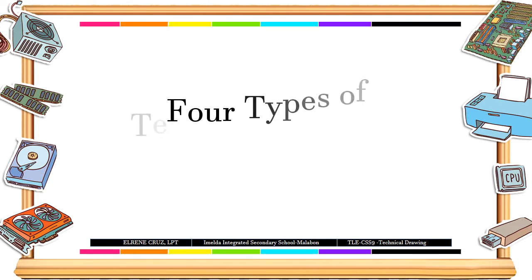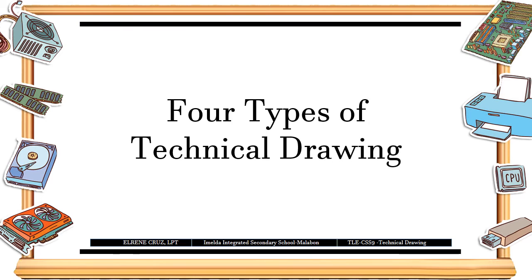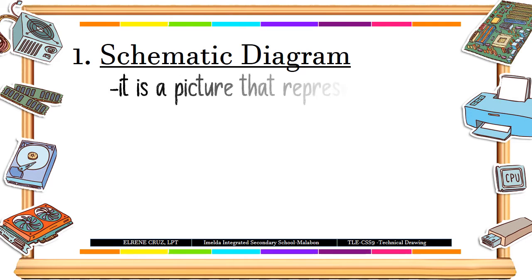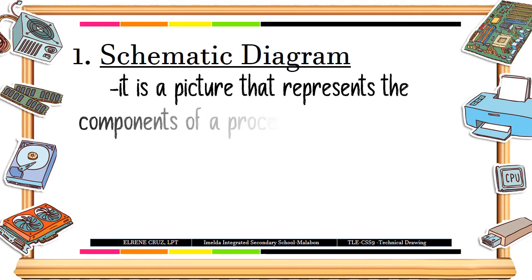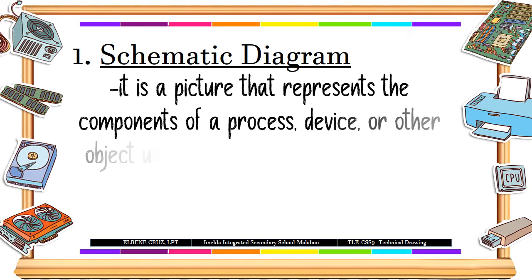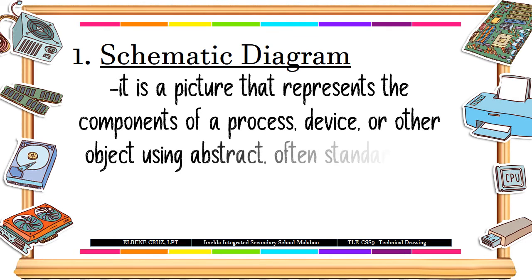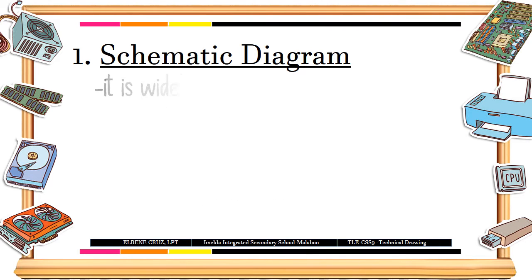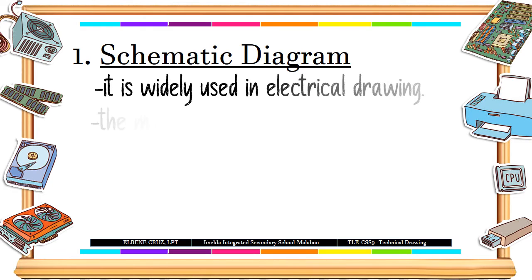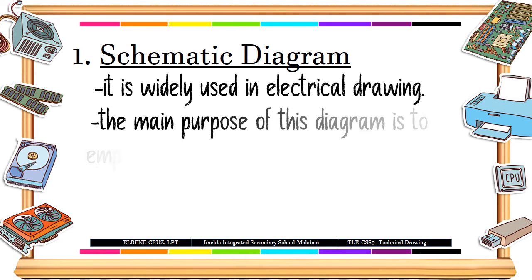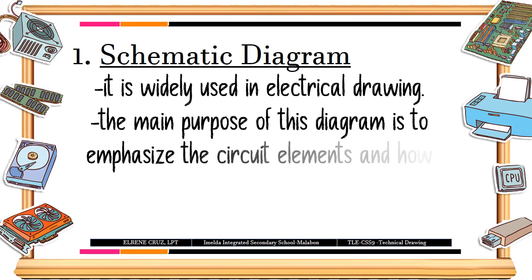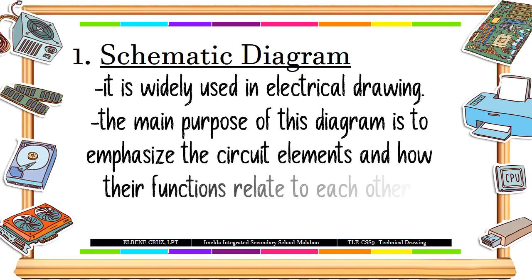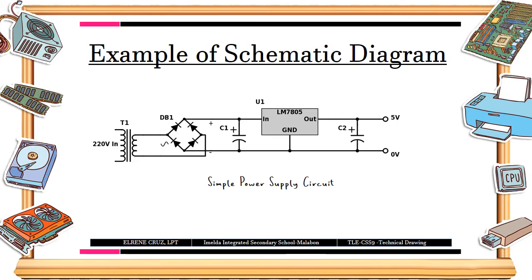There are 4 types of technical drawing. Number 1, schematic diagram. It is a picture that represents the components of a process, device, or other object using abstract, often standardized symbols and lines. It is widely used in electrical drawing. The main purpose of this diagram is to emphasize the circuit elements and how their functions relate to each other. This is an example of a schematic diagram, a simple power supply circuit.